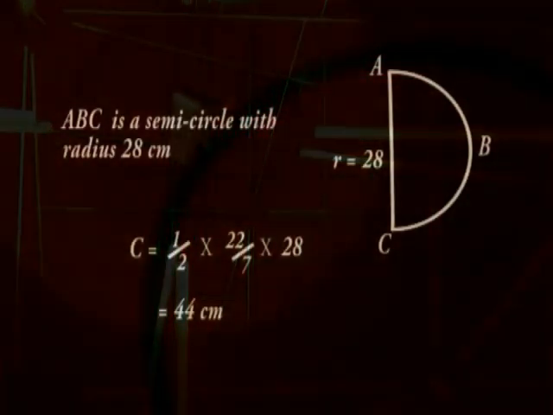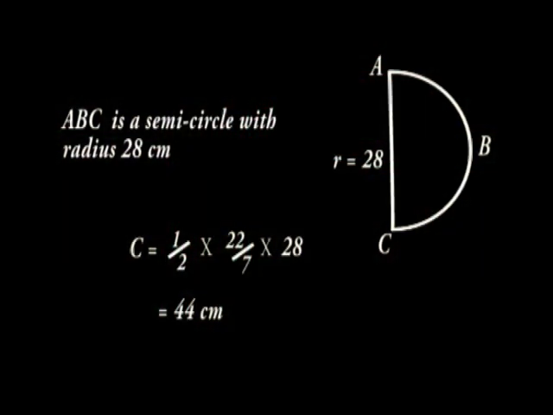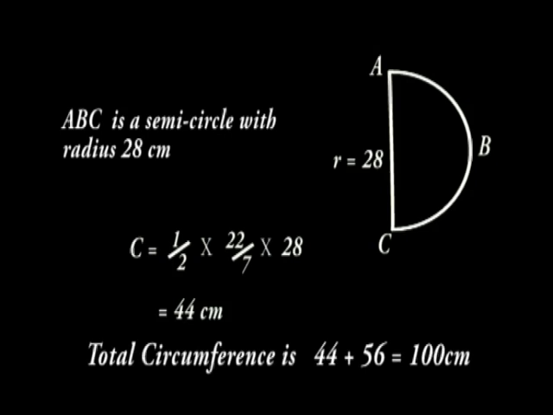For example, ABC is a semicircle with radius 28 centimeters. The circumference C is a half times 22/7 times 28, which gives us 44. However, this is the curved distance ABC. We must remember to add the distance AC, which is a straight line. Thus, the total circumference is 44 plus 56.